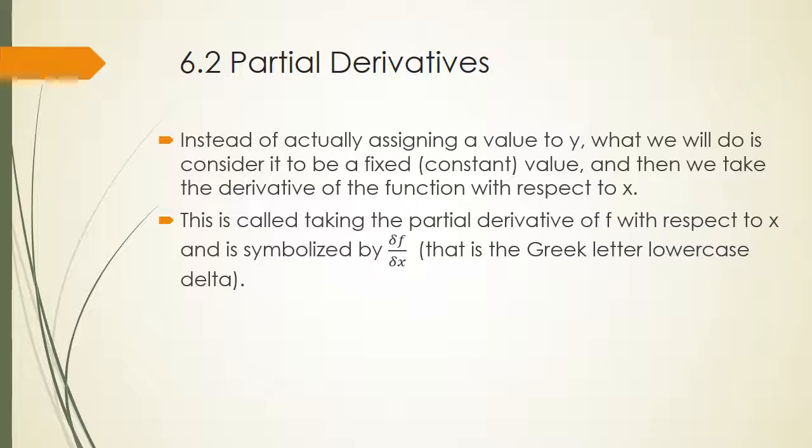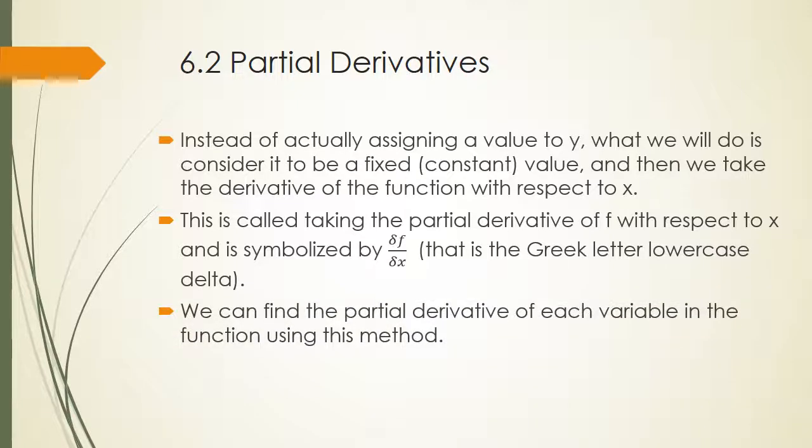Whatever we're taking the partial derivative with respect to, that's going to be the one thing that's considered a variable. Everything else is going to be considered a constant. We can find the partial derivative of each variable of the function using this method. So you can find the partial derivative with respect to x, and then go back and find the partial derivative with respect to y and z, and for however many variables you have.